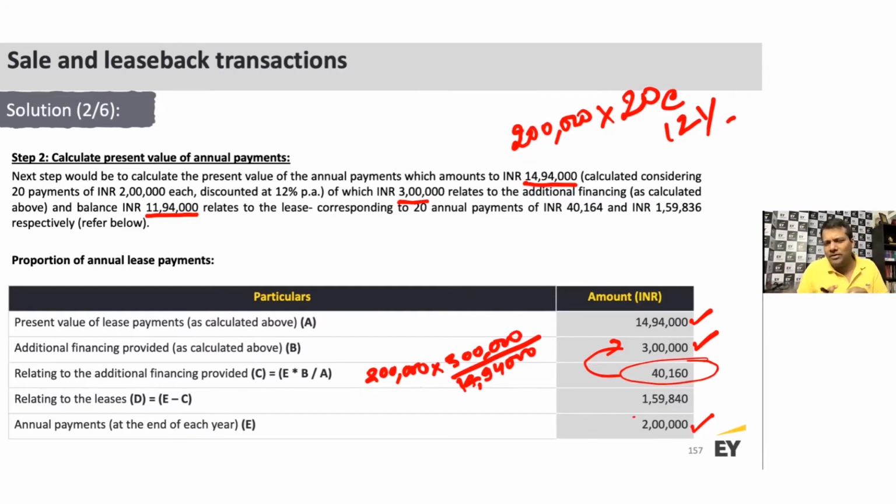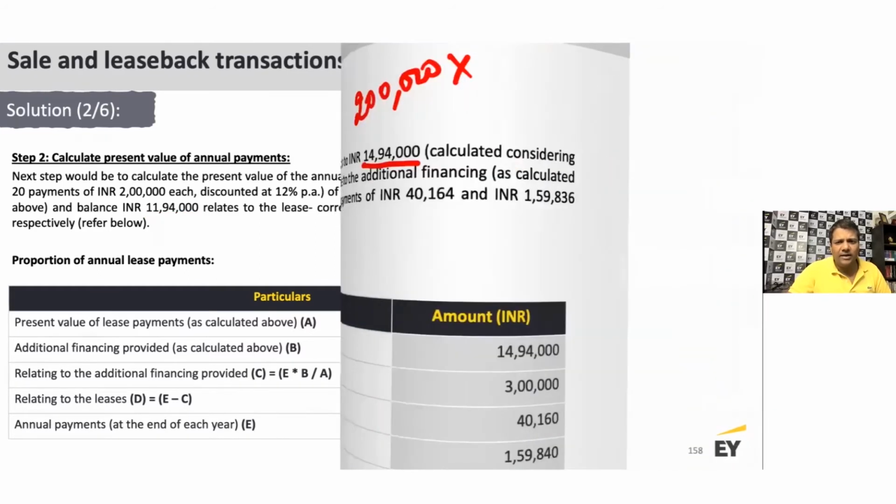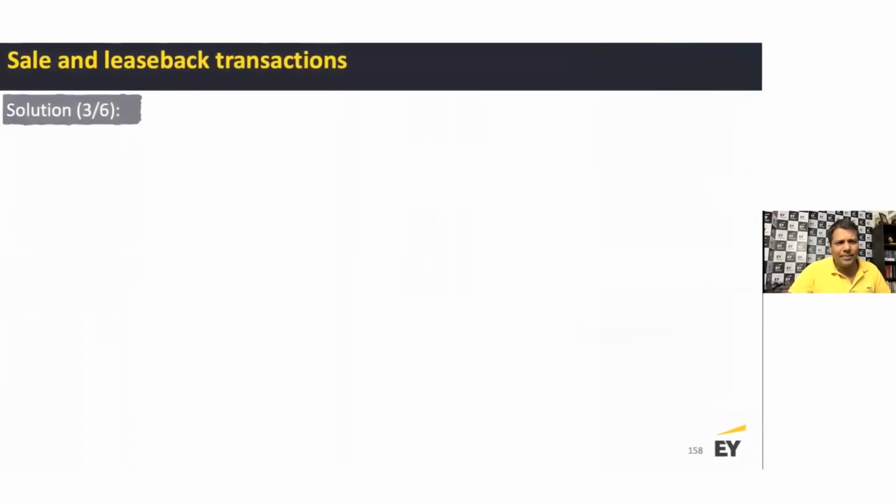And 1,59,840 is the actual rental which I am paying, at gross value, not at present value, with reference to the 11,94,000. So that's how you compute the proportion of the annual lease payments: 1,59,840.